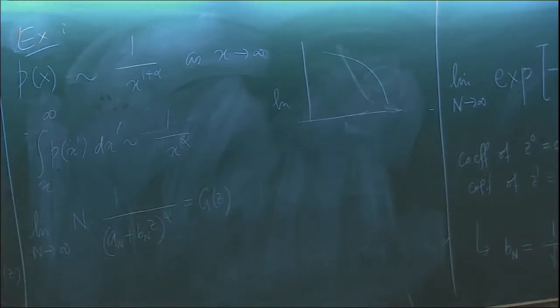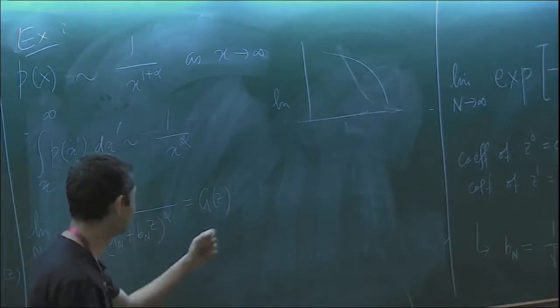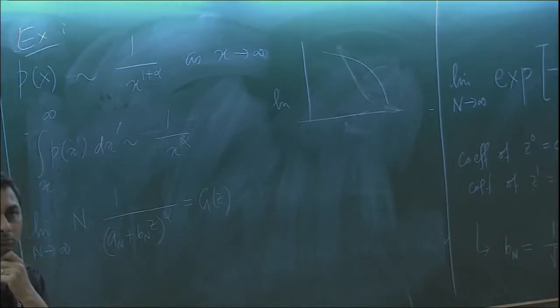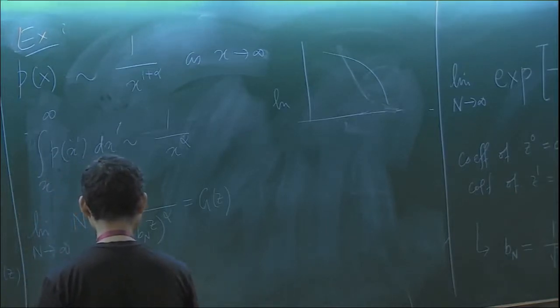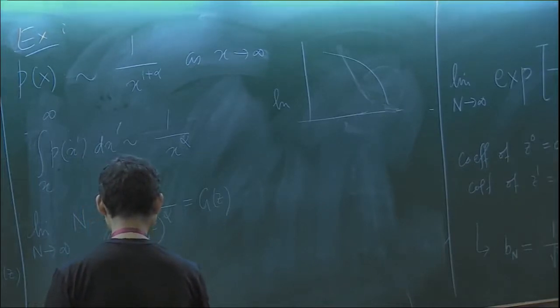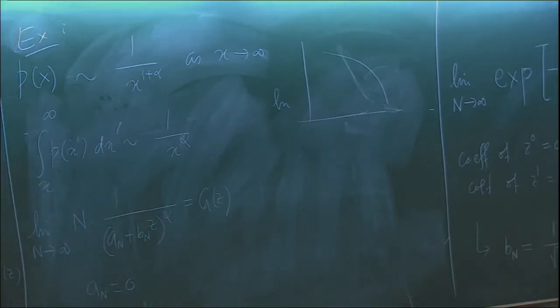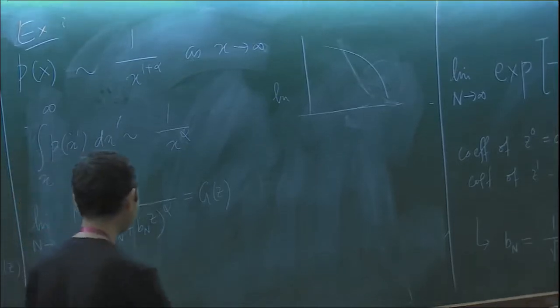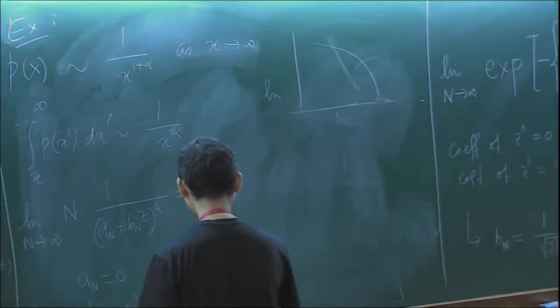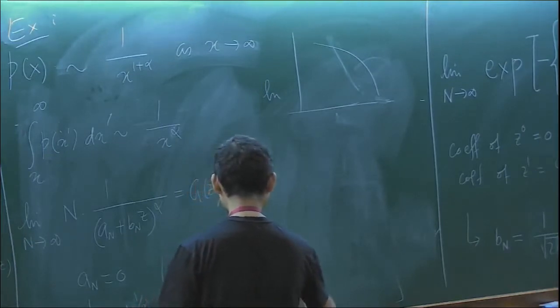So can you guess a_n and b_n? It's up to you. You just choose a_n and b_n so that it becomes something independent of n. You can choose a_n to be 0 and b_n to be n to the power 1 over alpha. Very good. Then this becomes a function independent of n. And what is the function? 1 by z to the power alpha.